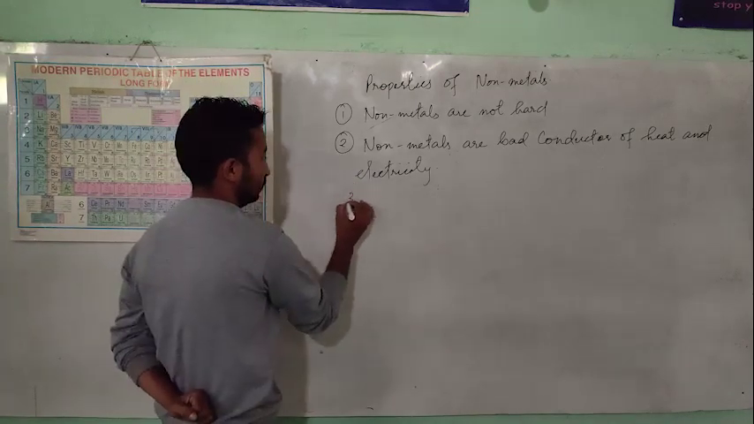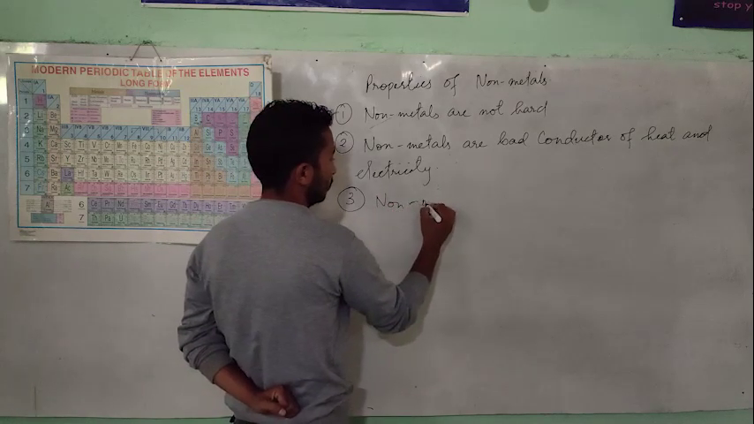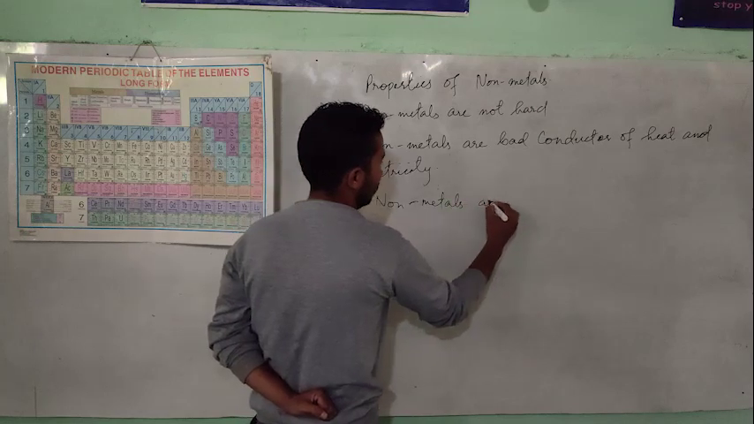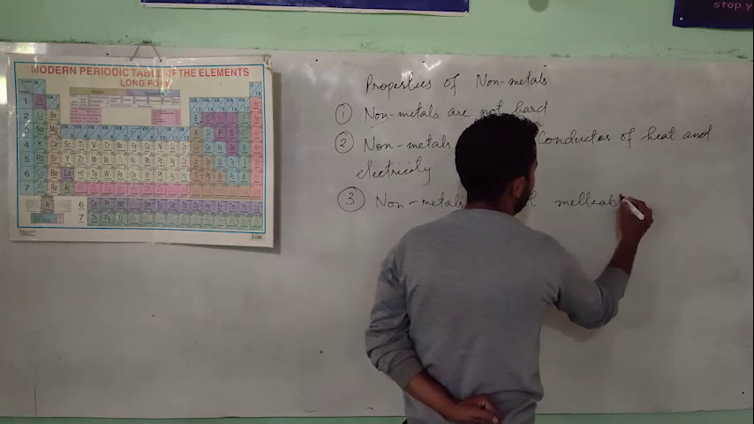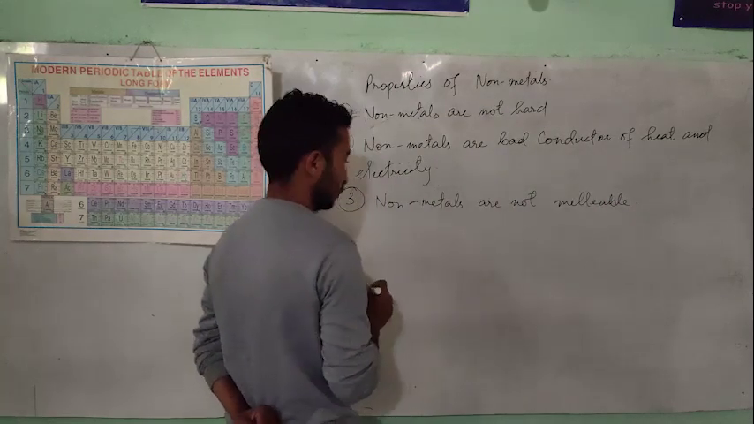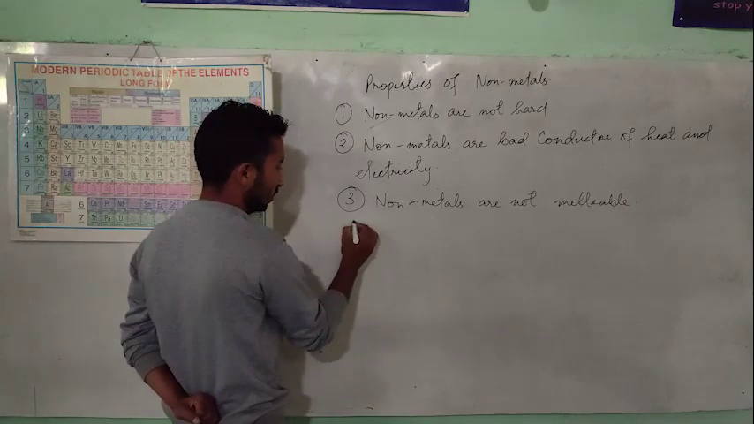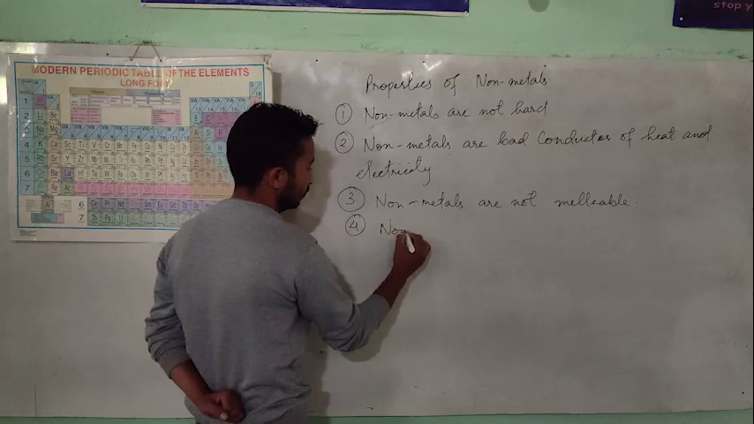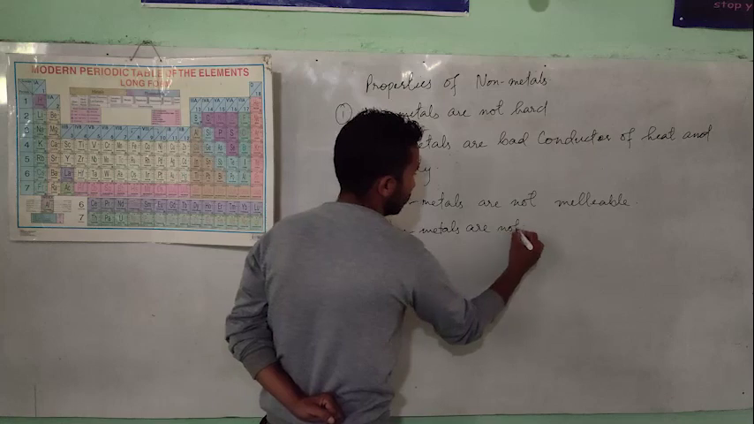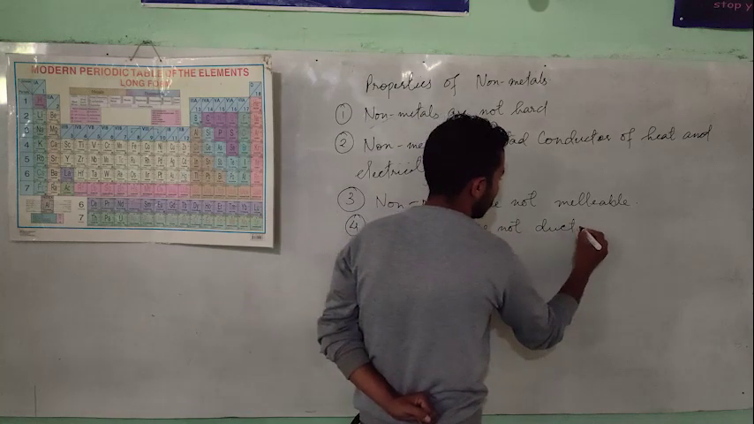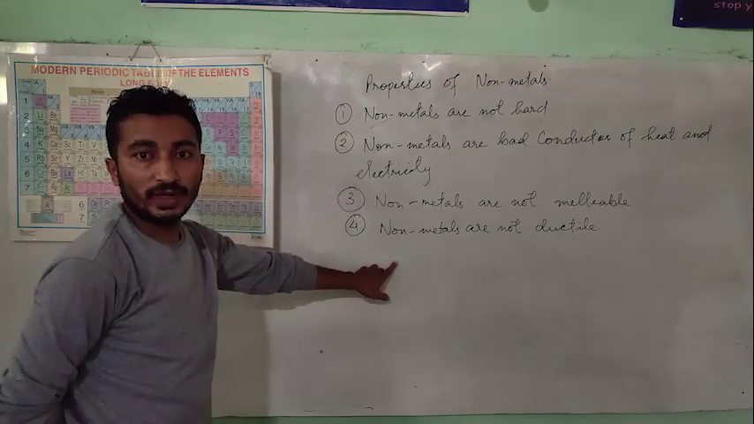And the third one, nonmetals are not malleable. This means nonmetals cannot be beaten into very thin sheets. And number 4, nonmetals are not ductile. This means nonmetals cannot be drawn into very thin wires.